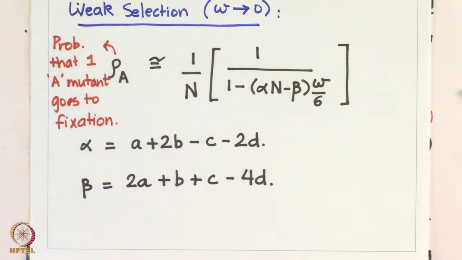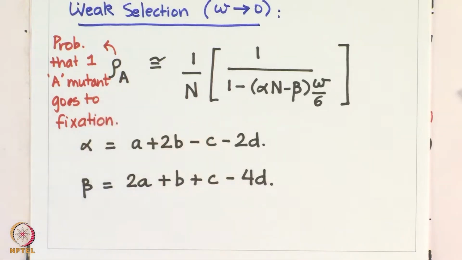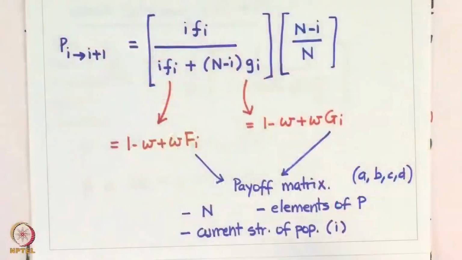In a population which was all B, you have this one mutant that has arisen, and this mutant now goes to fixation, which is defined by this variable rho A. What's important to realize is that when we are talking of transition probabilities, the probability that the system changes its state from I to I plus 1, when the mutant has first arisen, my I is equal to 1.